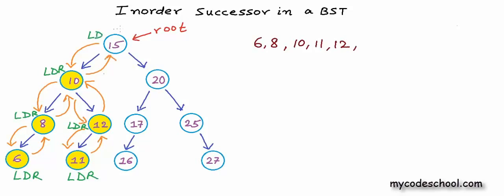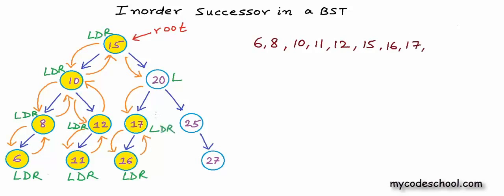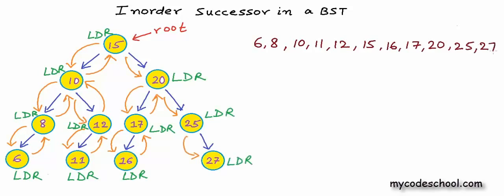We are coming from left. This guy is unvisited, so we can visit it, and now we can go to its right. We will go on like this. Successor of 15 would be 16, and after 16 we will print 17, and then after 17 we will print 20, then 25, and the last element would be 27.